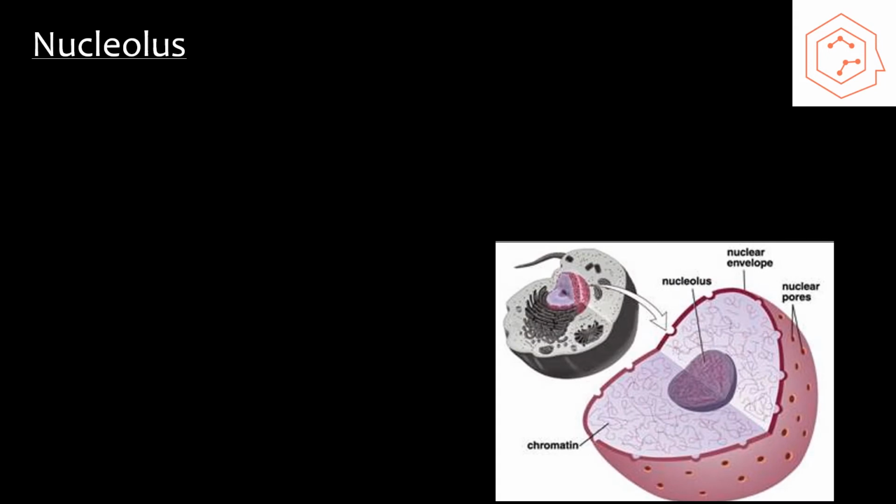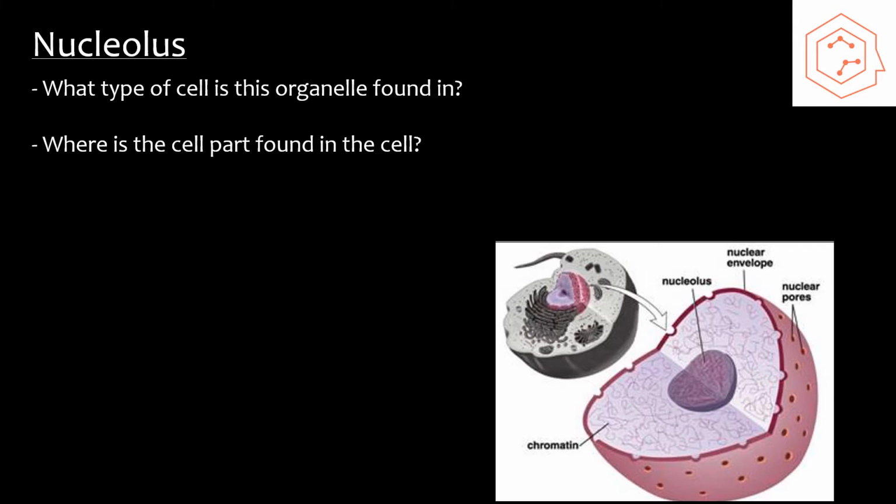The nucleolus is found in eukaryotes. It is found inside the nucleus. That's key. It's found inside the nucleus, but it is not membrane bound. Basically, it's a visible density within the nucleus, and the appearance of the nucleolus differs across the cell cycle. So at various stages, it looks different.